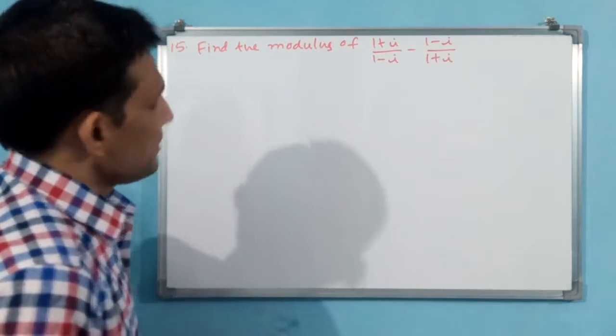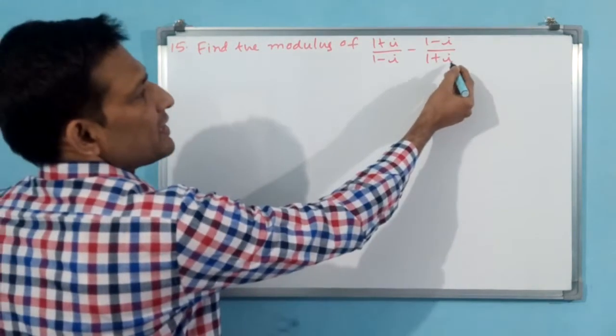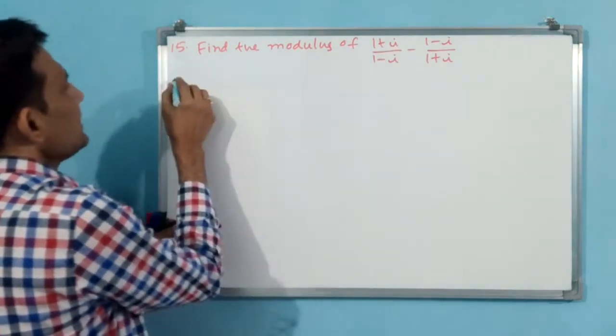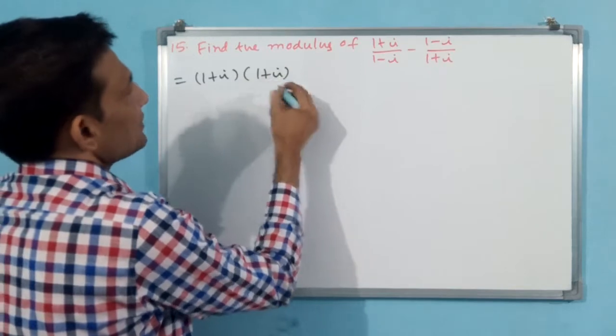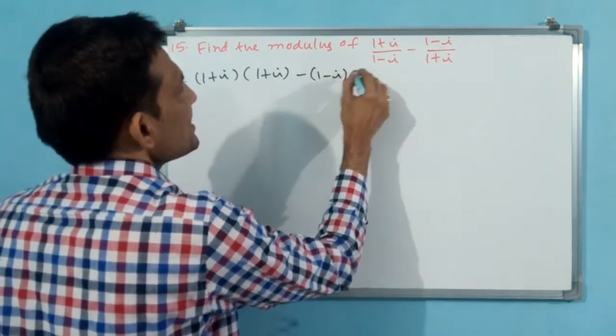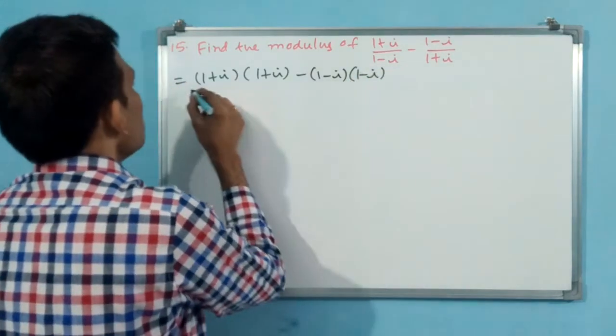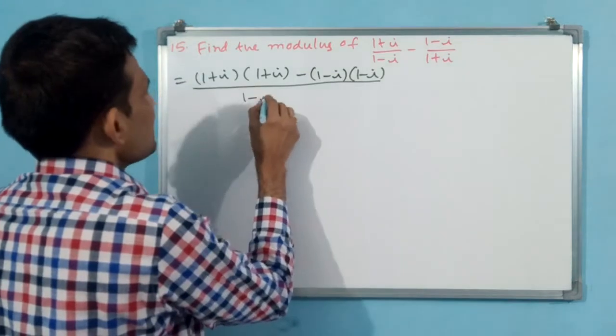Let us do cross multiplication. See, (1 plus i) into (1 plus i) minus (1 minus i) into (1 minus i), divided by (1 minus i) into (1 plus i).